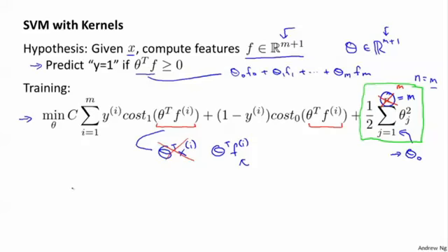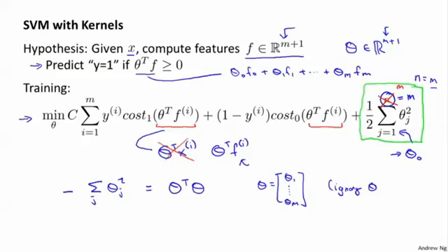But in the way a support vector machine is implemented, that term, the sum over j of theta j squared, another way to write this can be written as theta transpose theta if we ignore the parameter theta 0. So if theta were theta 1 down to theta m, ignoring theta 0, then this sum over j of theta j squared can also be written theta transpose theta.